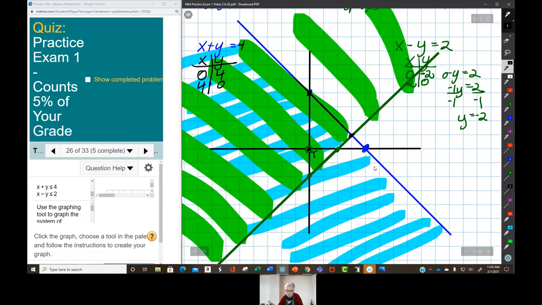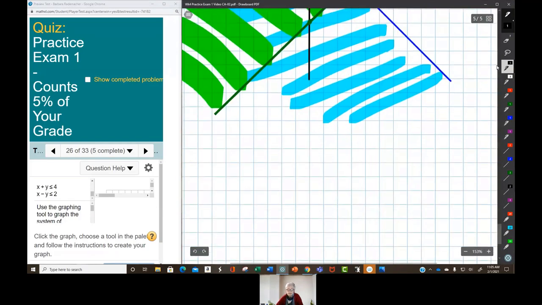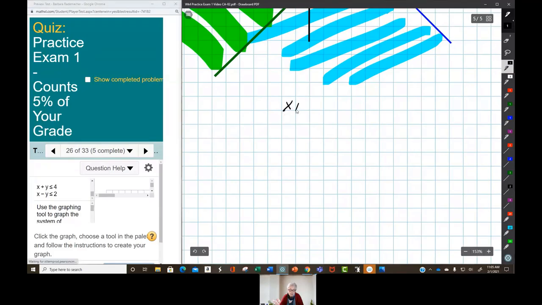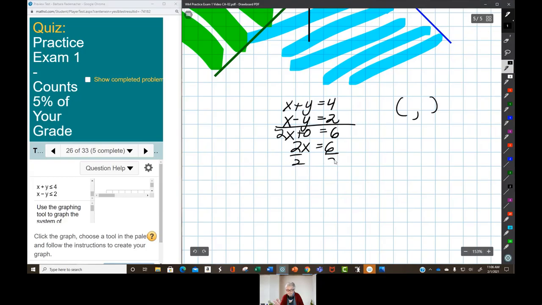Okay, to find the vertex, we go back to the lines. We're going to have to find X and Y because we need the XY point. And I'm going to use elimination because this begs for elimination. Y minus Y is 0. So 2X equals 6. X equals 3. So we foretold that.